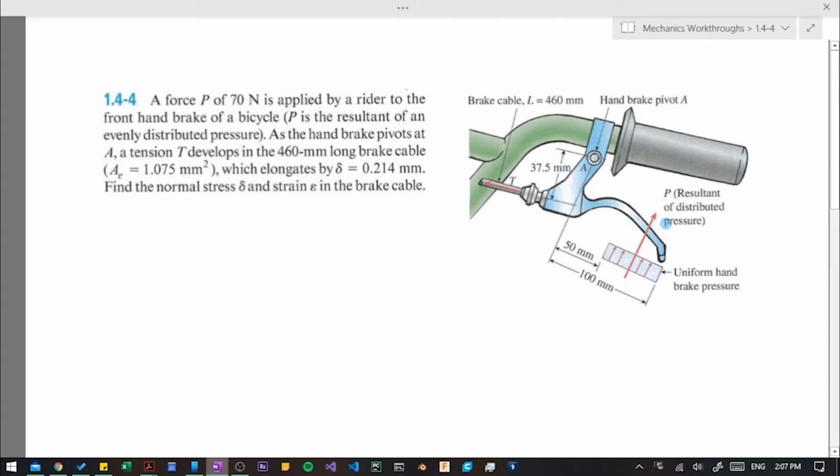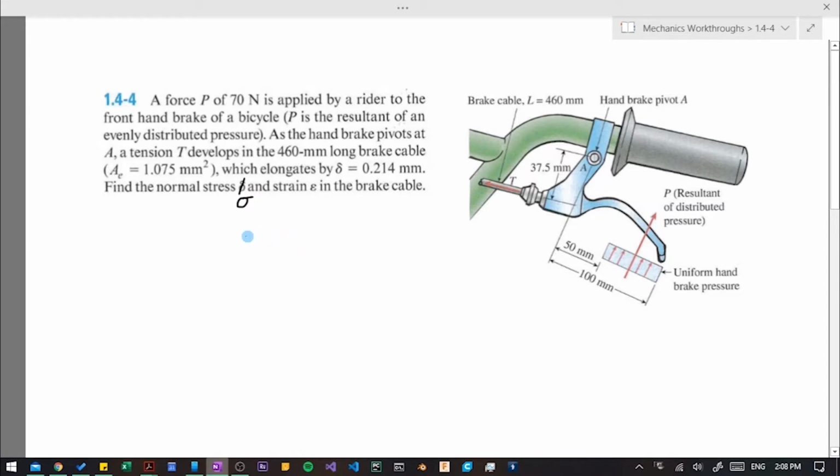Alright, so here's a couple things. You can see that we have the brake and it rotates around point A, and we have force P, which is due to an evenly distributed load, so the resultant is in the middle of that distributed load. Then we have the tension force T on the cable, which is at a distance from A, and we have the cross-sectional area. I'm not sure why there's a subscript E, but that's the cross-sectional area of the cable. Also, there's this symbol here, which is incorrect, and it should in fact be sigma, which is the symbol we use for stress.